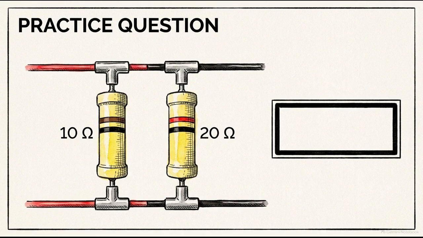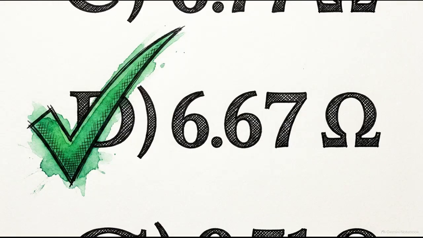Notice the mathematical outcome. 6.67 ohms is less than 10 ohms. The total resistance of the circuit is lower than the value of the smallest individual resistor inside it. Giving electrical current multiple options to travel physically reduces the system's overall opposition to that flow. This abstract math dictates the practical reality of every building you walk into.